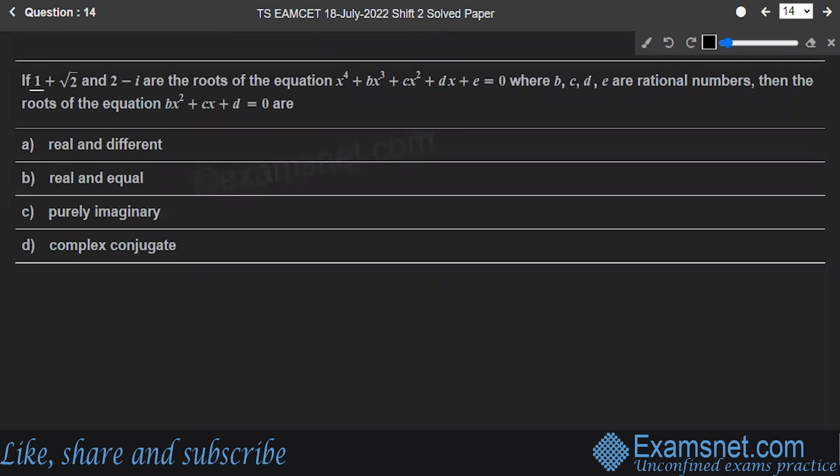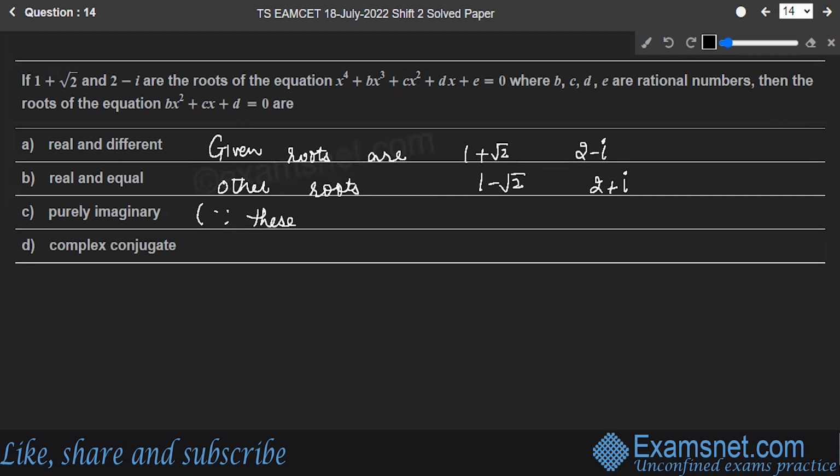Question number 14. If 1 plus root 2 and 2 minus iota are roots of this bi-quadratic polynomial and b, c, d, e are rational numbers, then the roots of this given equation are. So you are given the two roots. Given roots are 1 plus root 2 and 2 minus iota. If these are two given roots, then the other roots will be 1 minus root 2 and 2 plus iota. Now, why is that? Because these type of roots occur in conjugate pair.